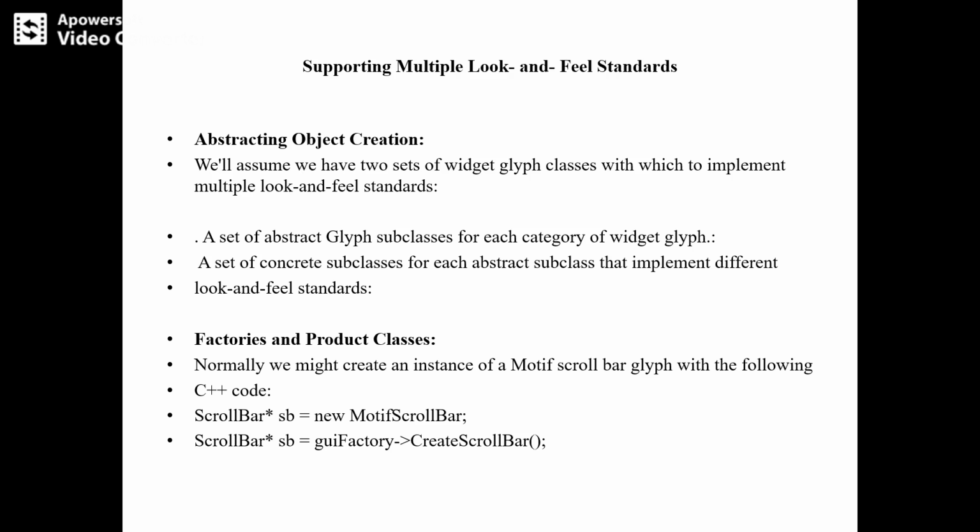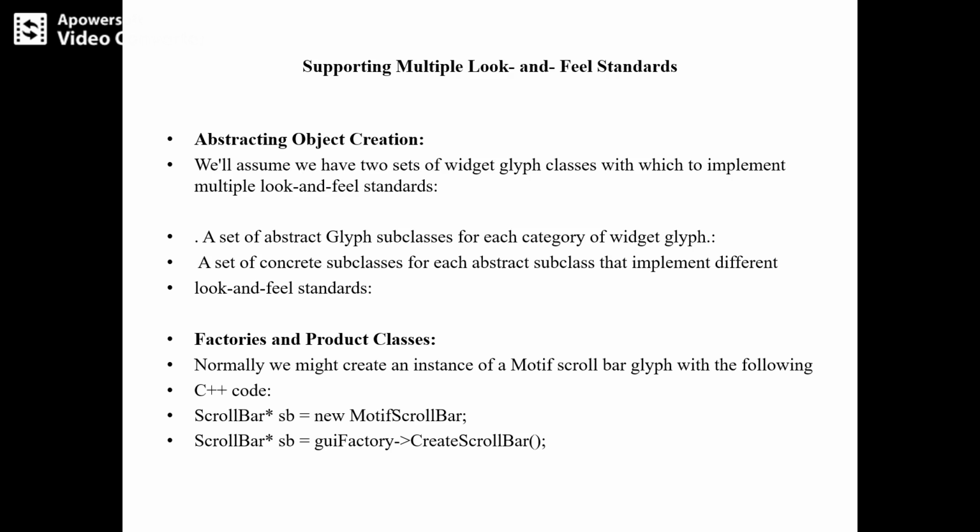So here we will assume that we have two sets of widget glyph classes which implement multiple look and feel standards. Usually we take it as our design goal to make the legacy design conform to multiple existing look and feels of different standards. That is our goal. So here, a set of abstract classes.